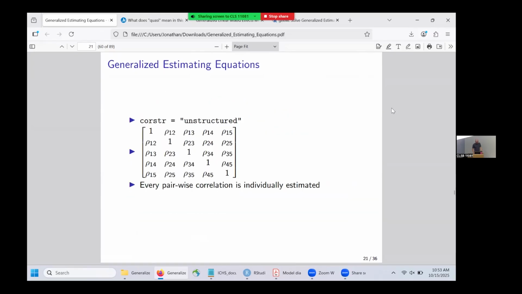And also, for this unstructured matrix, this is not assuming that any two correlations are going to be the same. So arguably, this would be the most appropriate if you have some wild data.